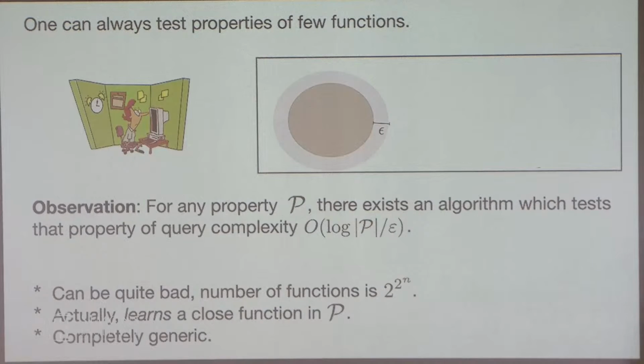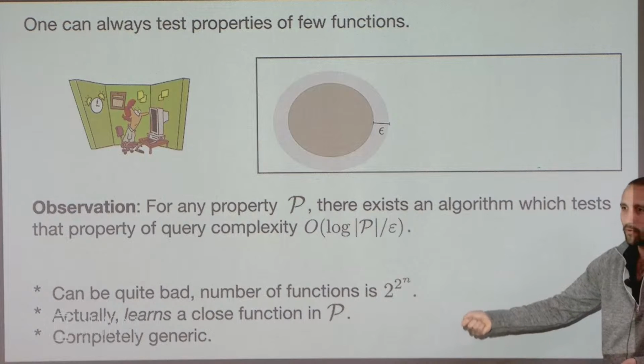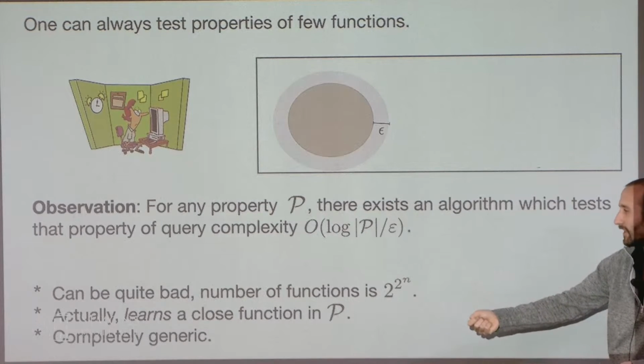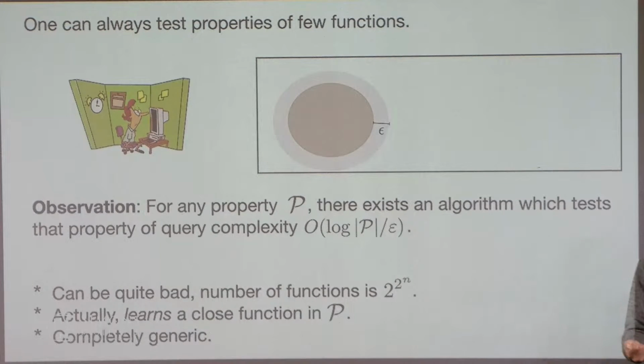But this algorithm itself is actually much more powerful. It actually tells you which function in your property would be close. So it actually learns a function in the property P. But at the same time, it's completely generic. Okay, so if your property is small enough, you could hope to do this. In general, this is quite bad.